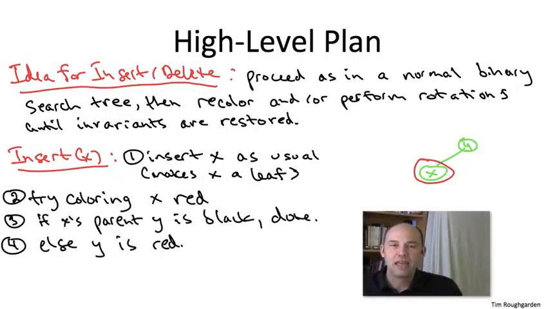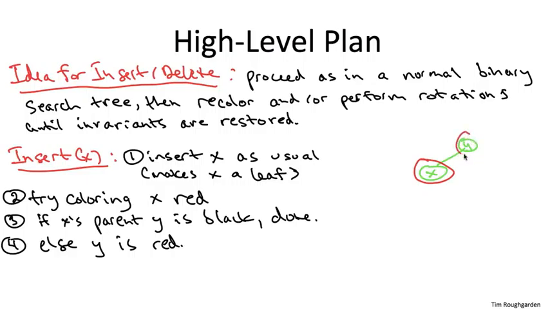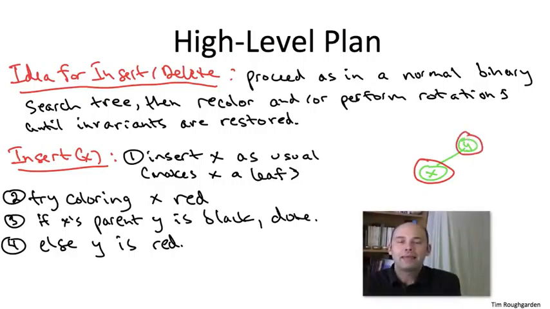So the tricky case then is when X's parent Y is also red. In this case, we do not have a red-black tree, we have a double red, and we have to do some more work to restore the 3rd invariant. So suppose Y is red. What do we then know? Well, remember, before we inserted X, we had a red-black tree. All 4 of the invariants were satisfied.